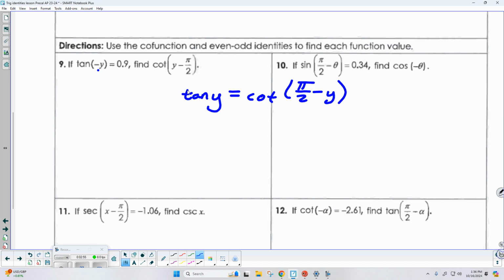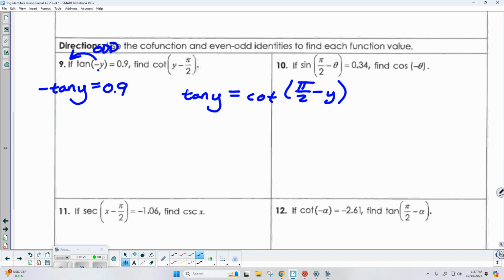What kind of function is tangent? Is it even or odd? Ryan, what do you think? Even or odd? It's odd. Okay, so that means this negative, I can pull it to the front. The only two even trig functions we have are cosine and secant. So this is going to give me that a negative tangent of y is going to equal 0.9.